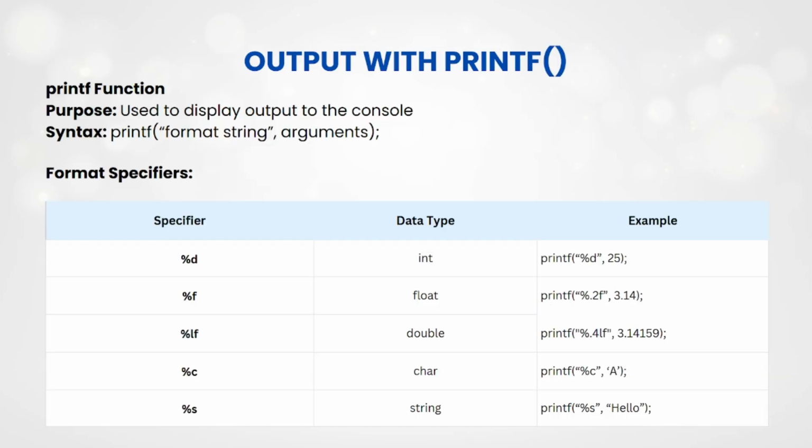Now let's talk about output using the printf function. We use printf to display information on the console. Its basic syntax is printf, format string, arguments. The format string can include format specifiers, which tell C how to display the values we provide. For example, %d is used for integers, %f for floating point numbers, and %c for characters. We'll see examples shortly to make this clearer.